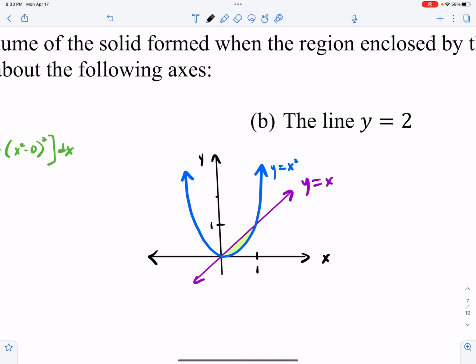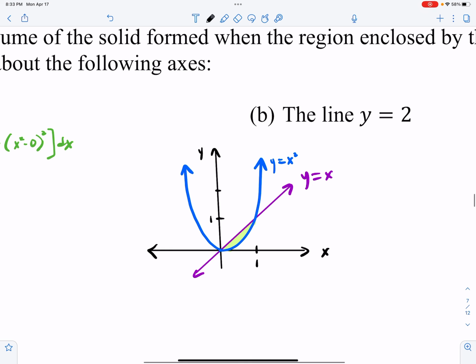Okay, so this one, we are rotating around the line y equals 2.